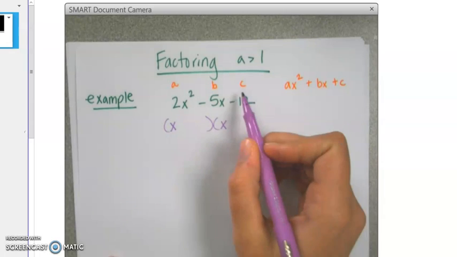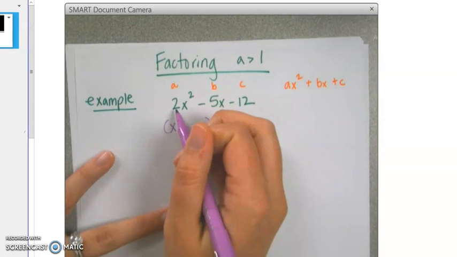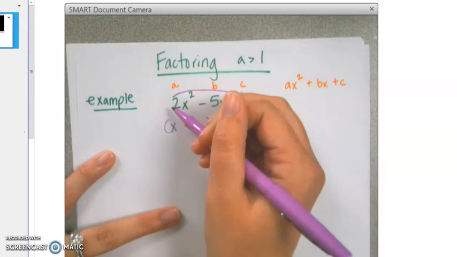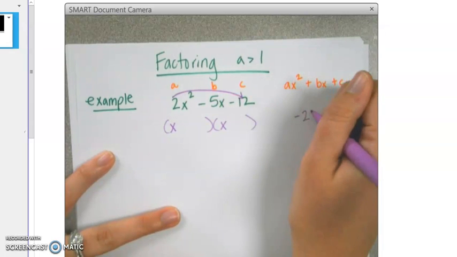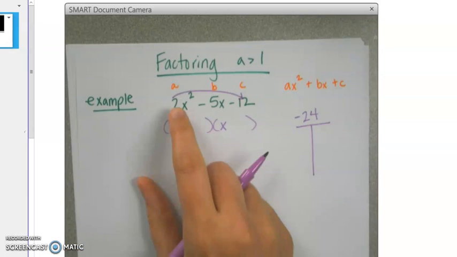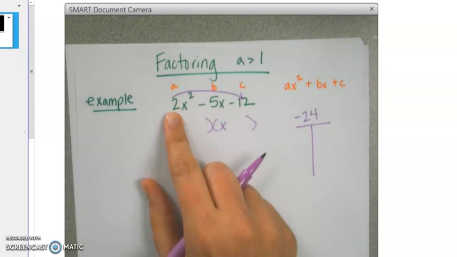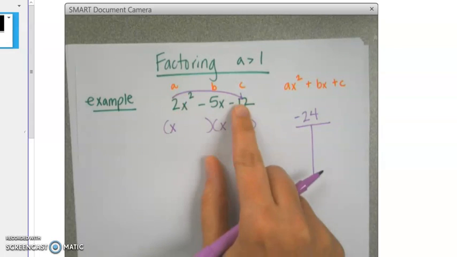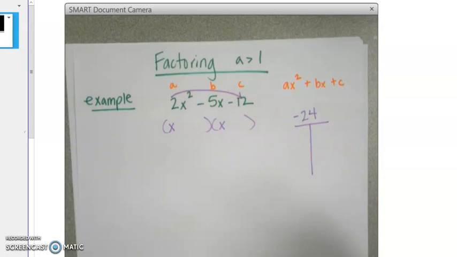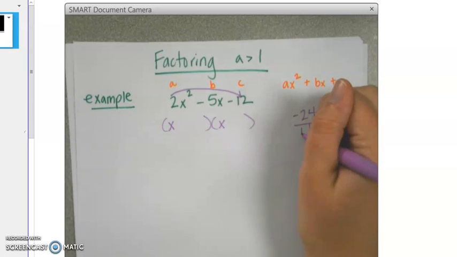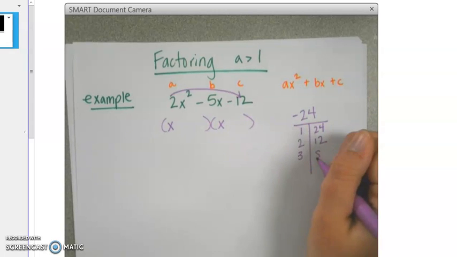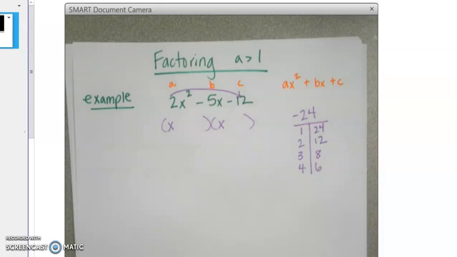And this time, before we would do factors of negative 12, but because there is a number in front, we're actually going to multiply these two. 2 times negative 12 is negative 24. We're going to find factors of negative 24 instead. So anytime there is a number in front of x squared that's not 1, you have to multiply the a and the c, and that is what you're going to find factors of, is a times c, not just c.